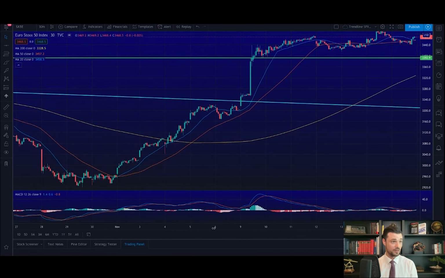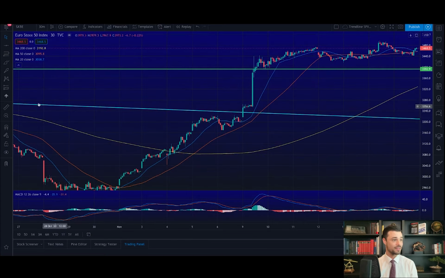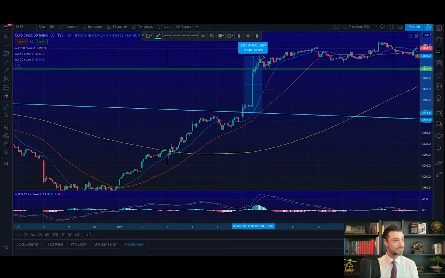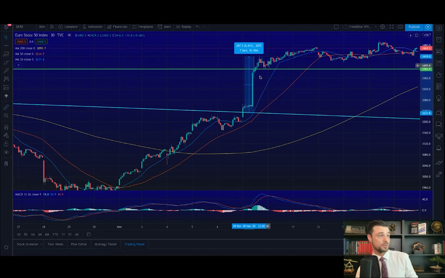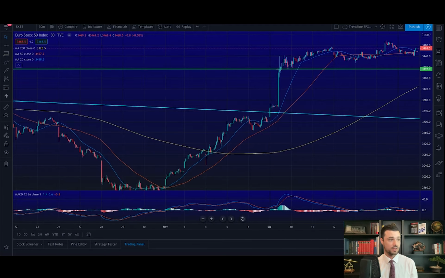So for example, here it was not easy to get this one. All right, definitely you didn't have much opportunity to buy here because it was not retested. All right, and this move was just insane. This is a 6.5% move that happened in, all right, 3 hours. 3 hours, 6.5%. It's just insane.